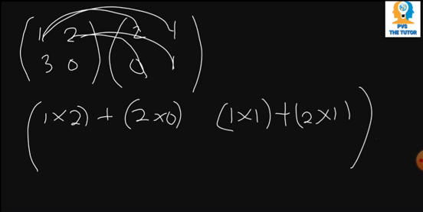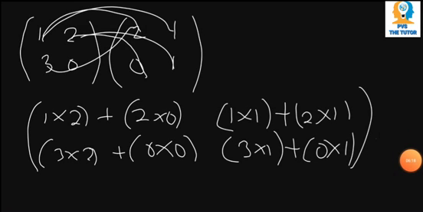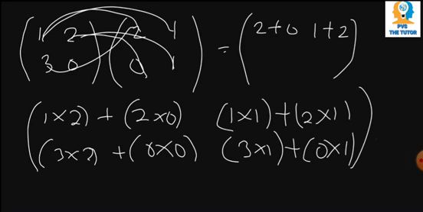Then we go now 3 times 2 plus 0 times 0. Then we go to 3 times 1 and 0 times 1. Hence we are going to have 1 times 2 is 2 plus 2 times 0 is 0. Then 1 times 1 is 1 plus 2. Then we have 6 plus 0. And we have 3 plus 0.